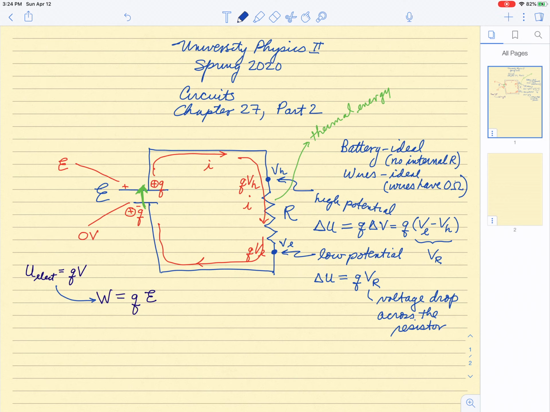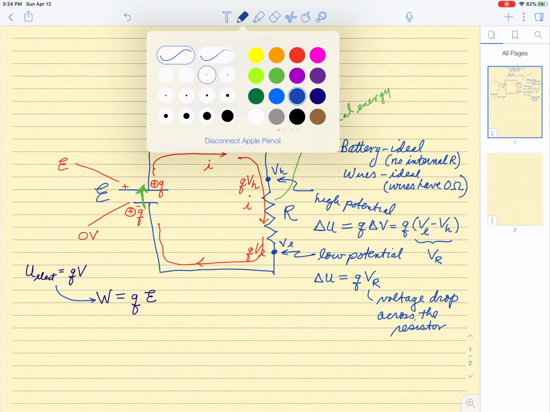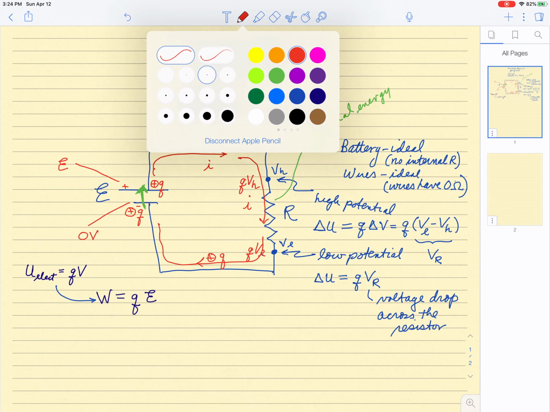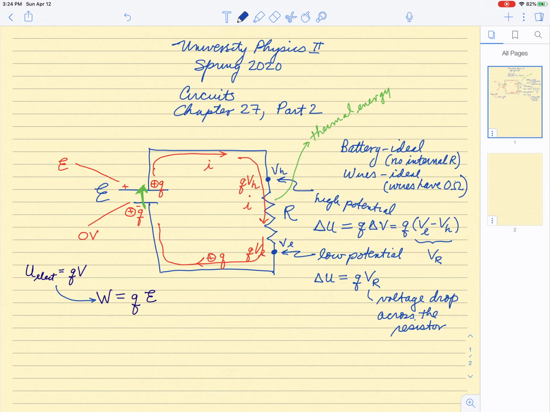Okay, so now let's write this down. When the charge comes out of the resistor at the other end, it's now at low potential. Actually, it's now at zero, and so the positive charge is going to magically find its way back to the low potential side of the seat of EMF, and then it will be pumped back up to the high potential side, and that process will continue to occur until the battery is out of juice.